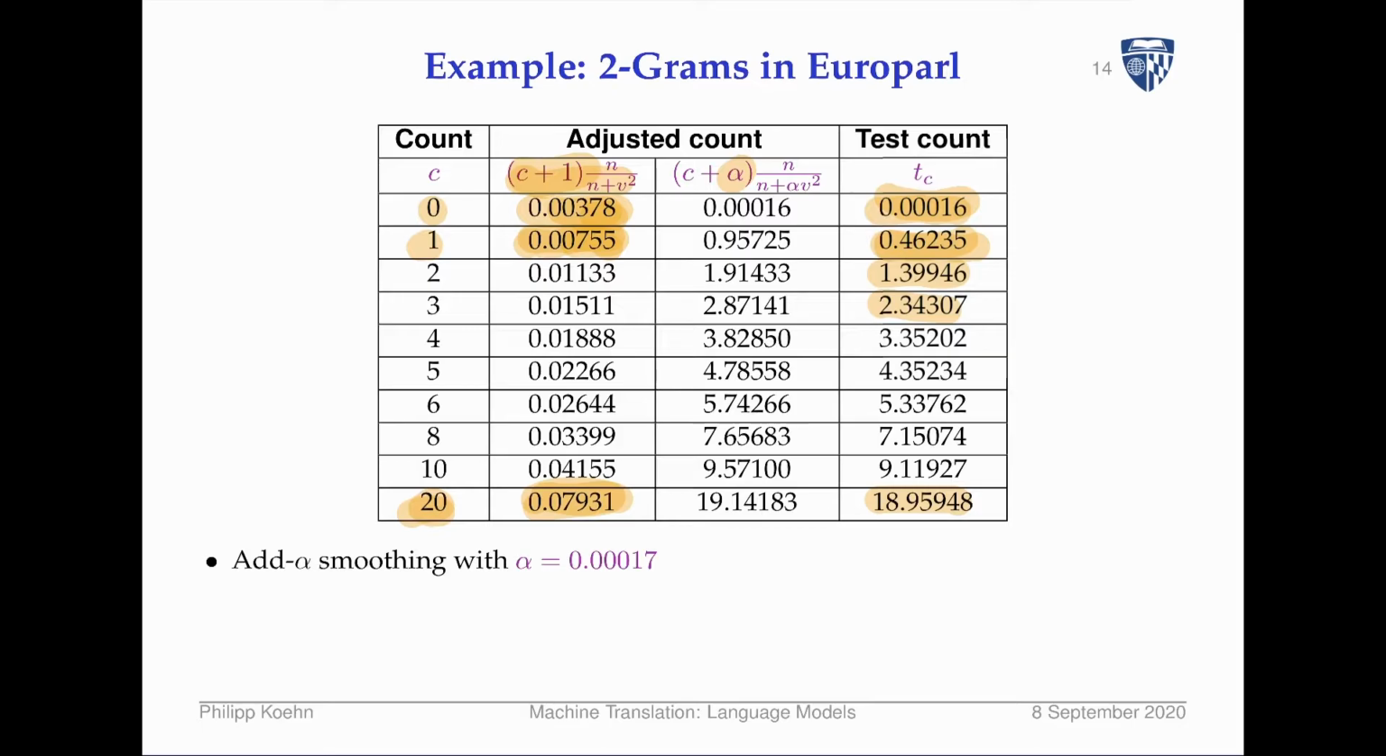Okay, so one is definitely not a good idea. Let's add some alpha, and the alpha we're adding here is 0.00017. We're choosing this so that these two numbers now match up. Okay, so these two numbers match up, so that's good.